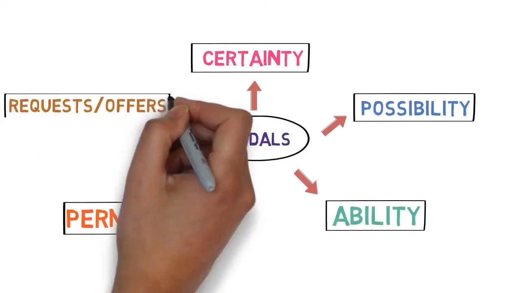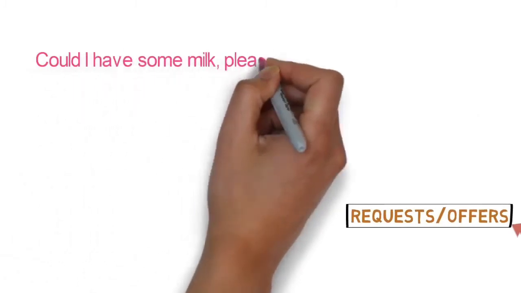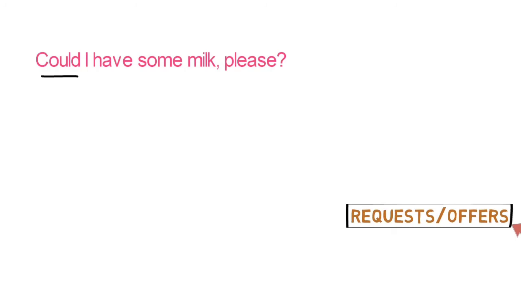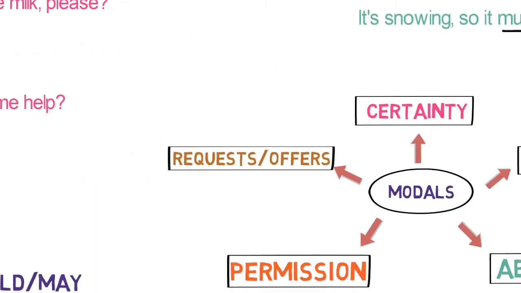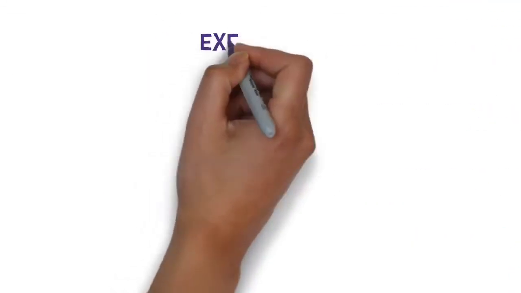And another one is request or offer. So you guys understand the request: could I have some milk, please? Could I have some milk, please? And "could you like some help?" is offering something else, or asking a request, using words like that. We should remember that modals are helping verbs or auxiliary verbs that we use to communicate a specific message. They express modality.